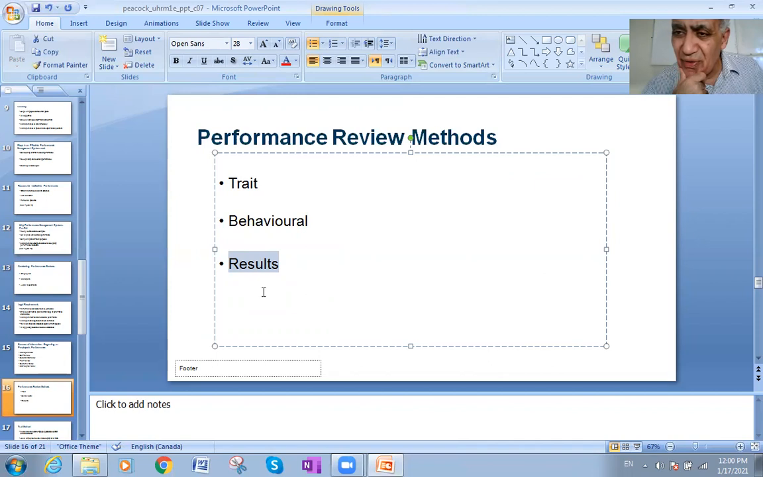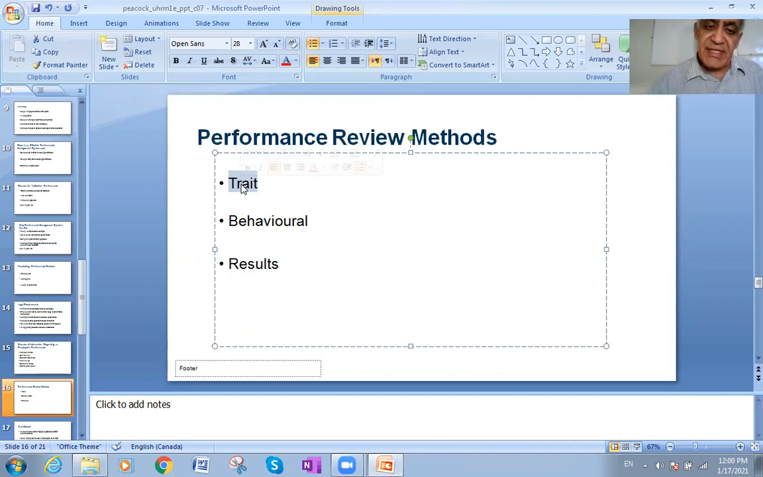Traits. What are you like? Are you honest? Are you a liar? Are you good? Are you bad? Are you a reliable person? How is your personality? Are you tolerant of the mistakes of others? Are you very aggressive?